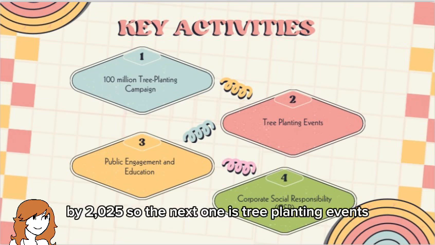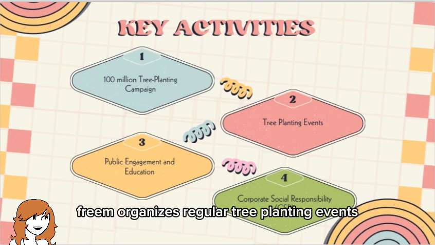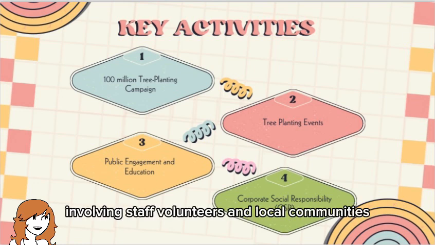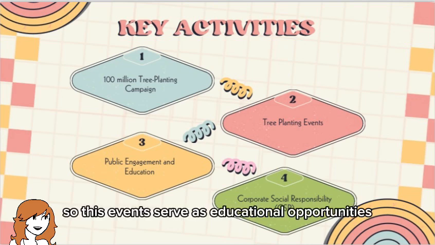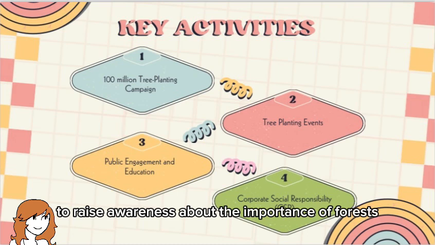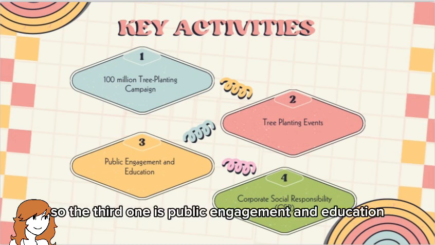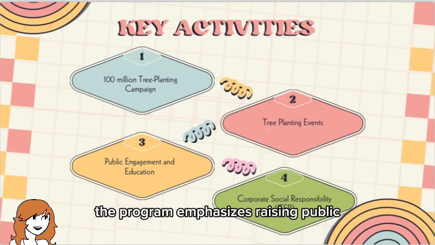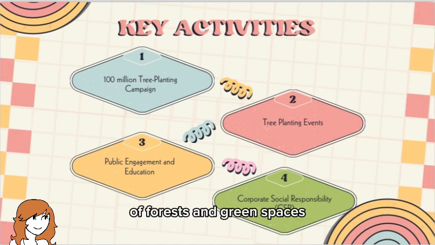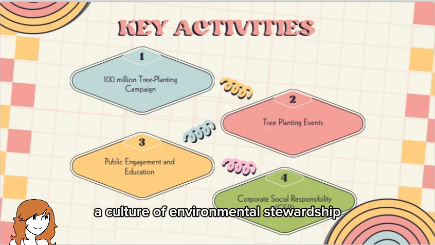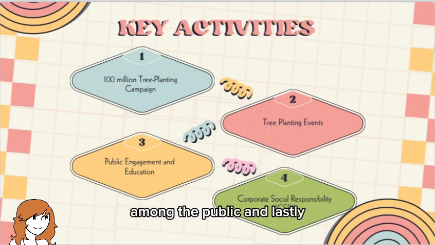So the next one is tree planting events. FRIM organizes regular tree planting events involving staff, volunteers, and local communities. These events serve as educational opportunities to raise awareness about the importance of forests. The third one is public engagement and education. The program emphasizes raising public awareness about the importance of forests and green spaces. FRIM conducts educational programs and activities to foster a culture of environmental stewardship among the public.